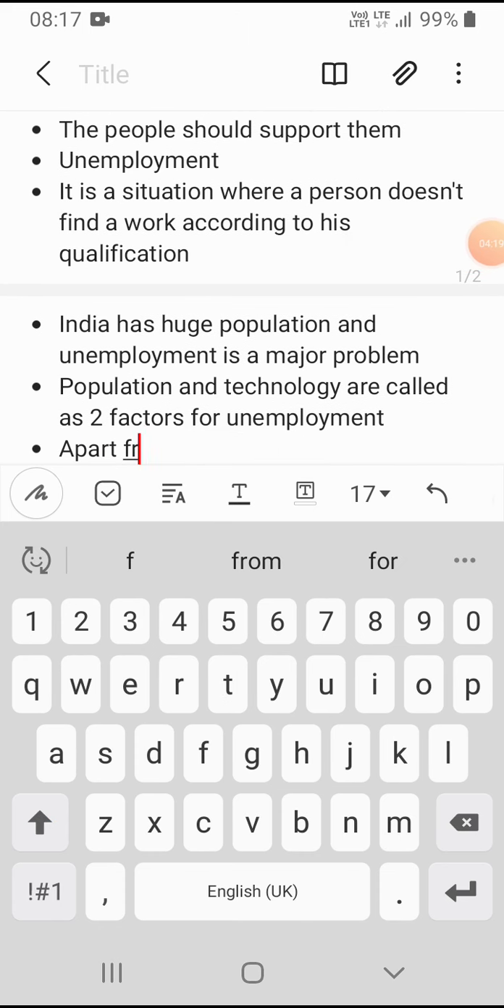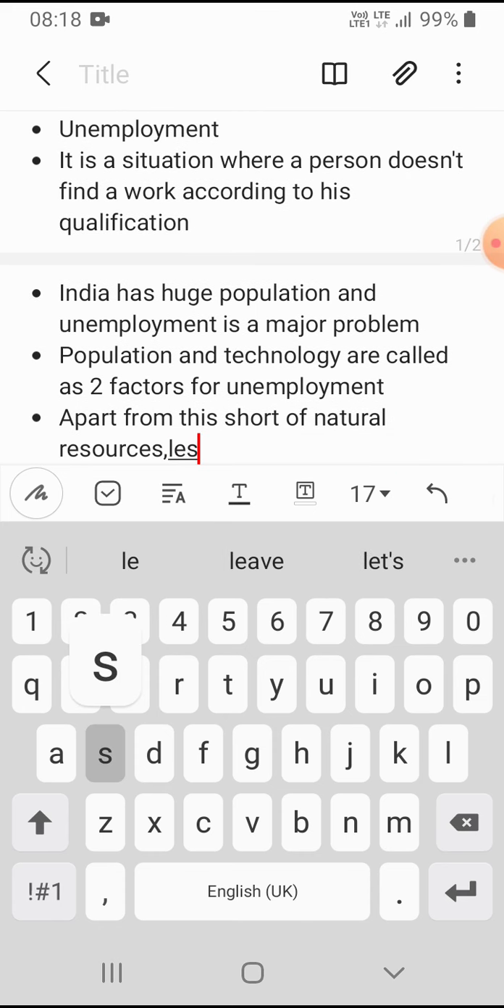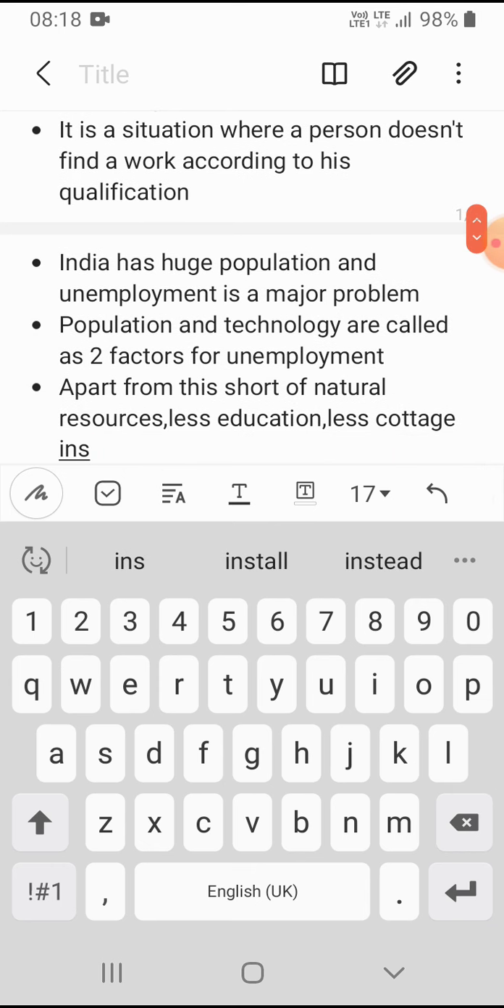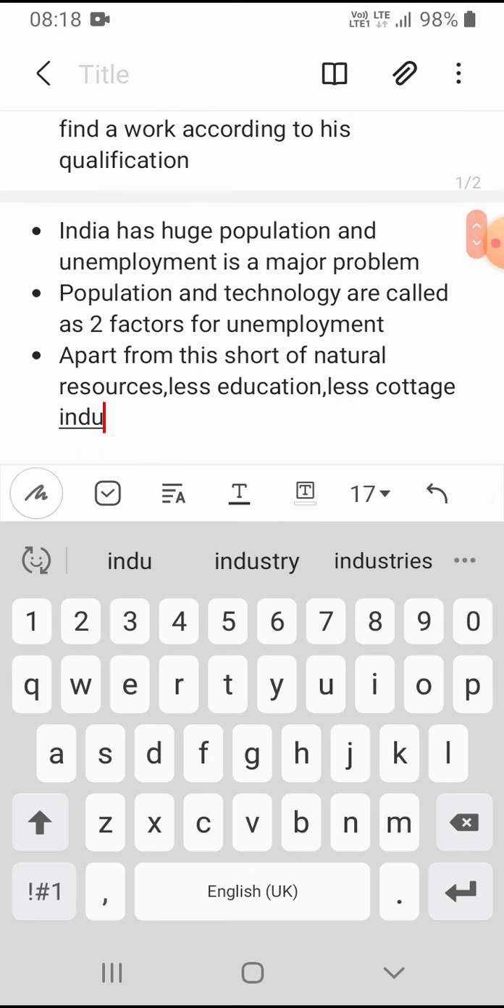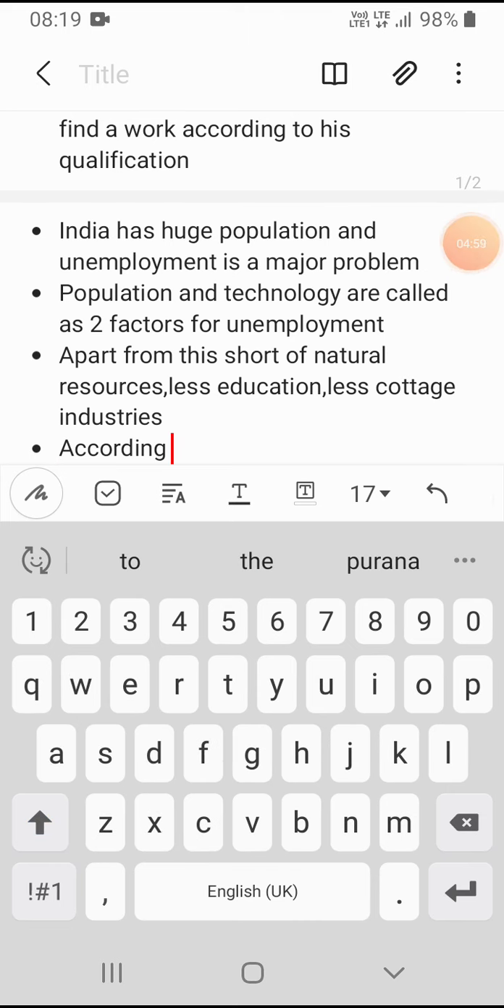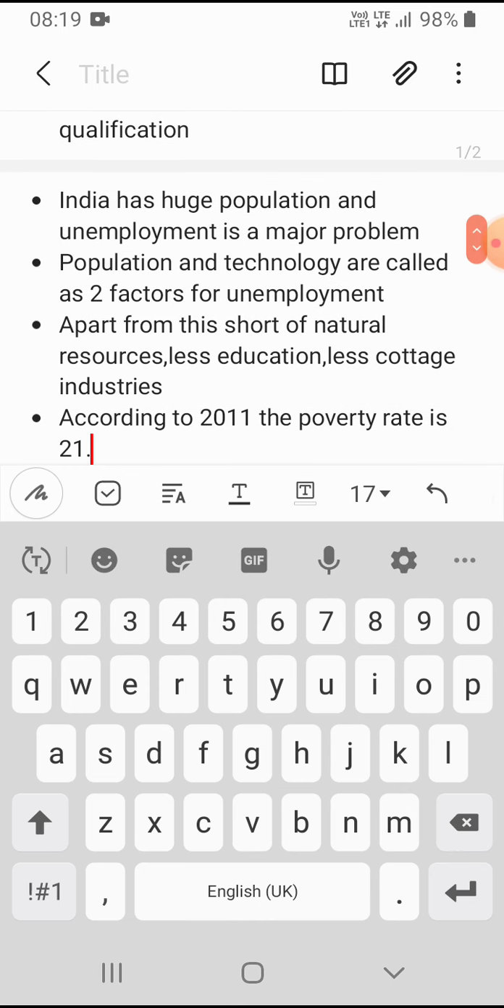Apart from this, shortage of natural resources, less education, as well as fewer industries, cottage industries, are some problems that are happening for unemployment. So according to the 2011 census, the poverty rate is 21.9%.